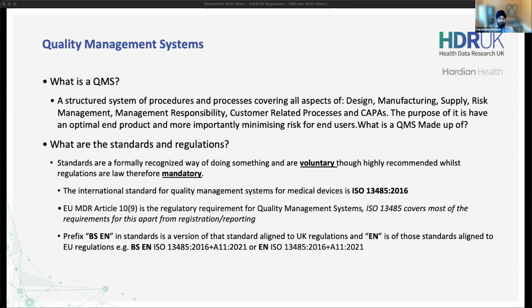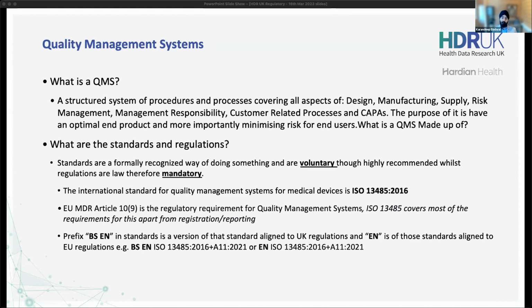Now, what I was talking about earlier, you may be looking at standards and you might see the prefixes BSEN and EN, or you might just see ISO. So what does this mean? Now, ISO is an international standard, so it's internationally recognized. So if you see ISO 13485, that's internationally recognized. Now, the EN version is the version that's aligned with the EU regulations. So if you go to the EN version of ISO 13485, you'll see what's known as Z annexes, which have the clauses of 13485 and the relevant parts of the regulation, and it shows how it aligns.